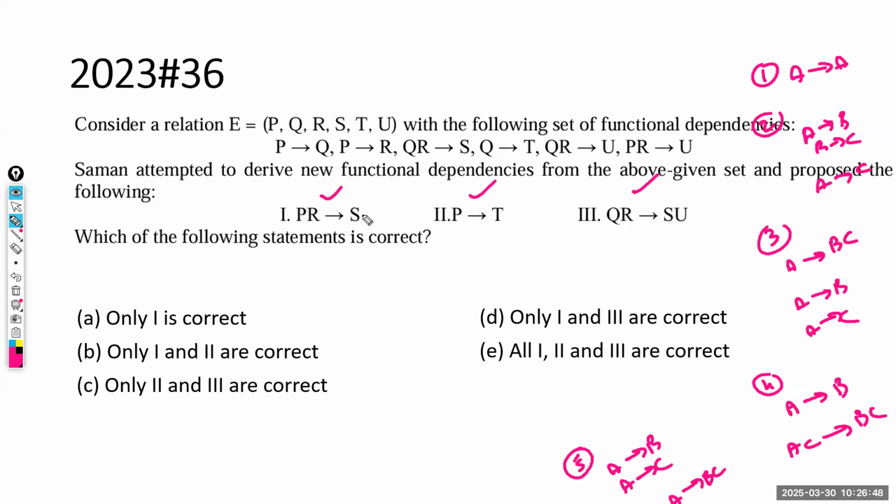PR determines S. P determines R, P determines Q. So S is on the right-hand side only here. That means QR determines S. And this says PR determines S. No, right? Because P determines R, so therefore PR also determines R.